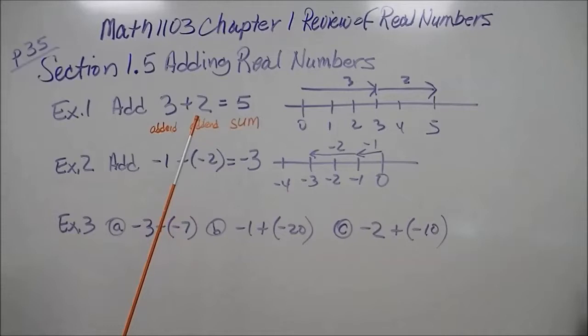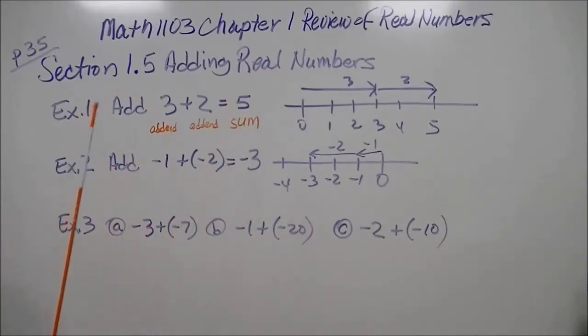But let's look at a couple of things here. These numbers that we're adding have a special name. They're called the addends. So an addend and an addend, when they're united, give you a sum. 5 is the sum.